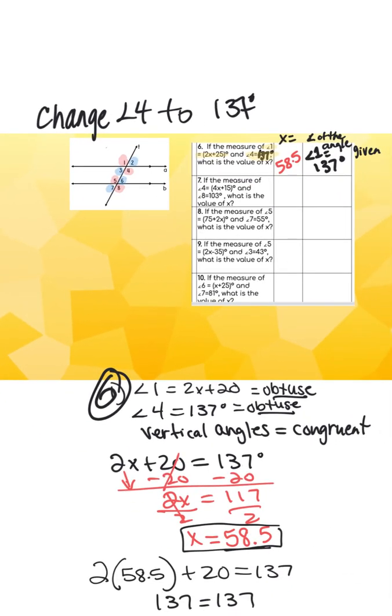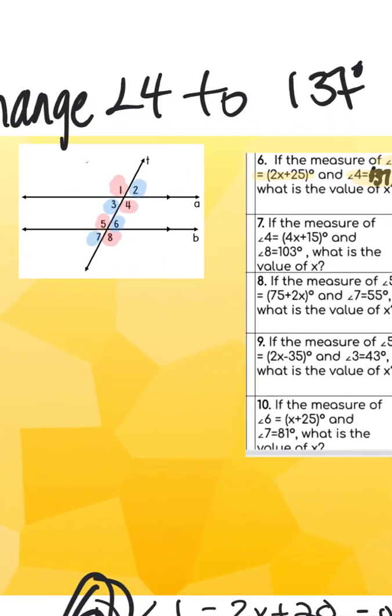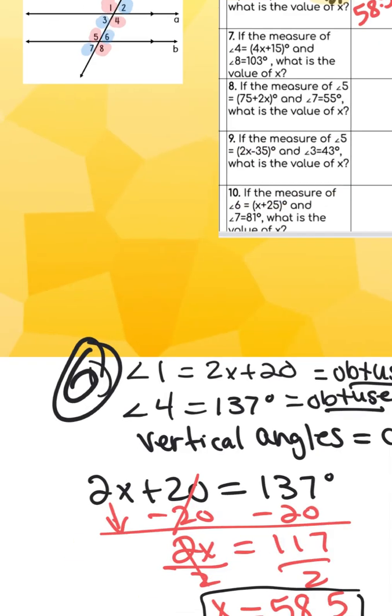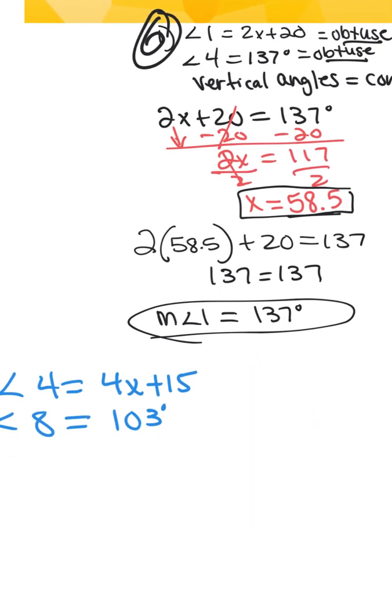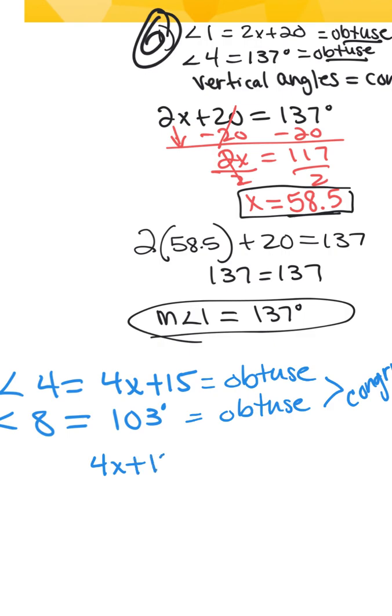So we're doing angle 4 and angle 8. Well, with my color coding, I can tell you right away that they're congruent. And what kind of angle are they? They are obtuse. So I can say angle 4 and angle 8 are obtuse, because they're both large angles. So I know that they are congruent, because of my color coding. So these I can set up 4x plus 15 equals 103.